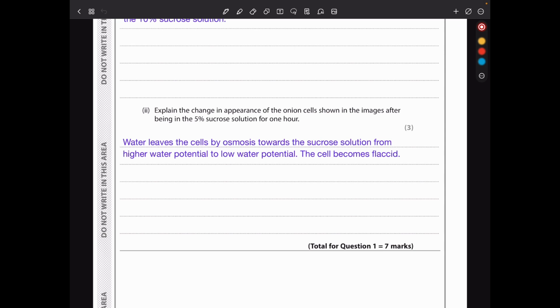Next, they say explain the change in appearance of the onion cells shown in the images after being in the 5% sucrose solution for 1 hour. If they are in this solution for 1 hour, they will lose water by osmosis and they will become flaccid. So I said water leaves the cells by osmosis towards the sucrose solution from high water potential to low water potential, and the cells are going to become flaccid.